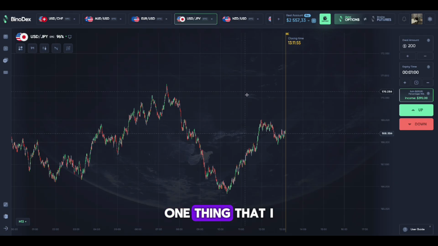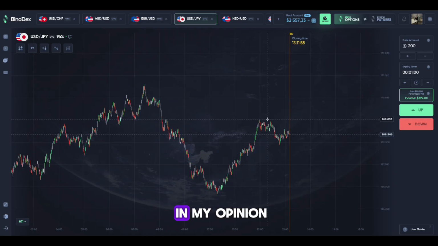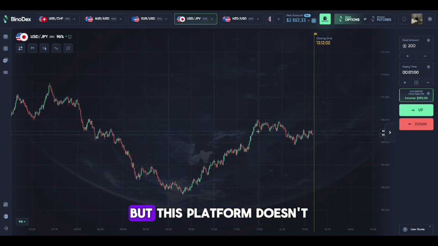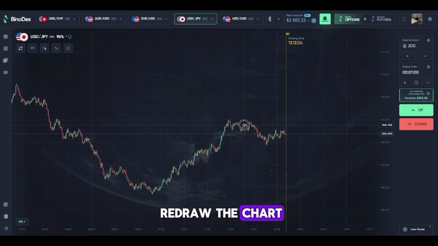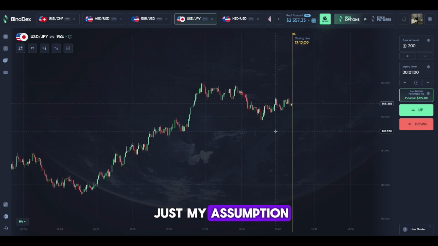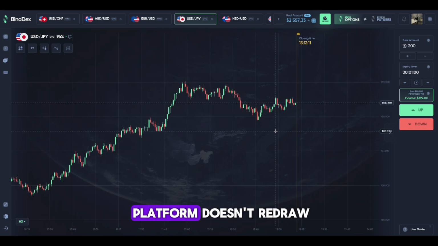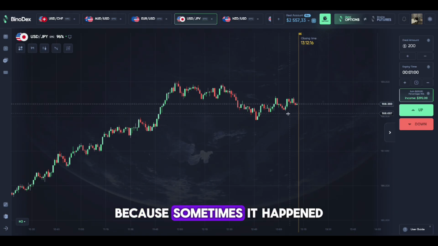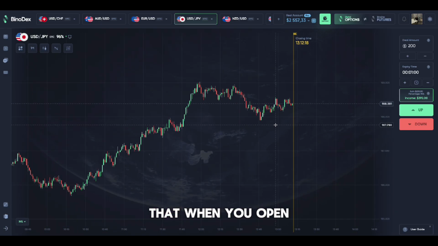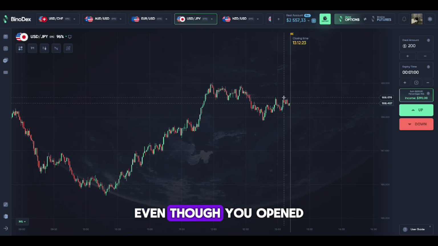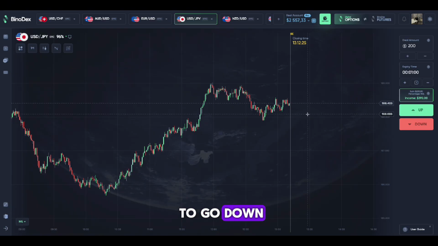One thing that I especially like is that, in my opinion, and this is really just my own personal guess, this platform doesn't redraw the chart in contrast to Pocket Option. Of course this is just my assumption, but it strongly appears to me that it doesn't redraw certain moments during the trading process. Sometimes it happened on Pocket Option that when you open a trade, at the very last moment the price would go up, even though you opened a trade for it to go down, so that doesn't happen here.